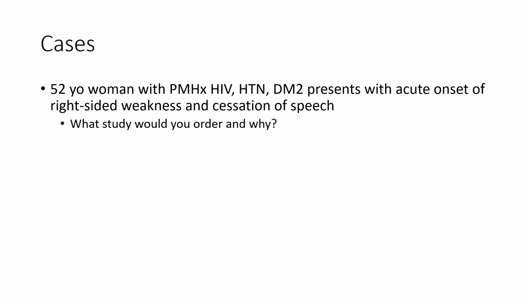So just briefly, a couple of cases to think through to see if we can apply what we've learned. We have a 52-year-old woman with a past medical history of HIV, hypertension, and diabetes, who presents with the acute onset of right-sided weakness and cessation of speech. And so the question is, what study would you order and why? So I would suggest that you pause here and think about it before you proceed.